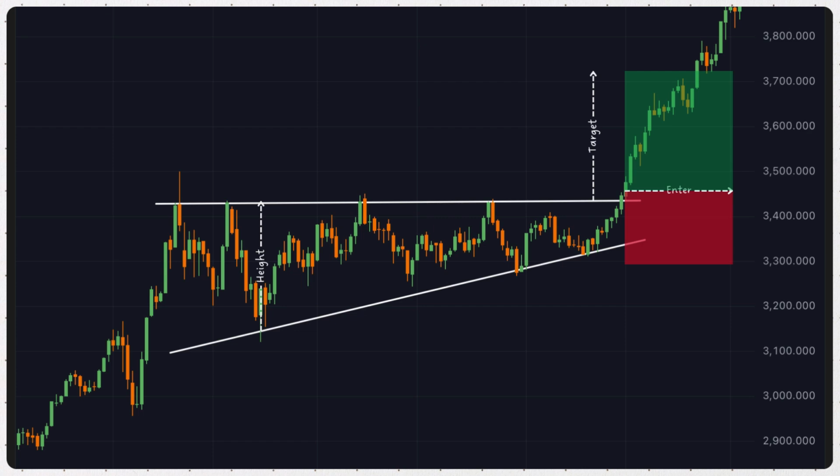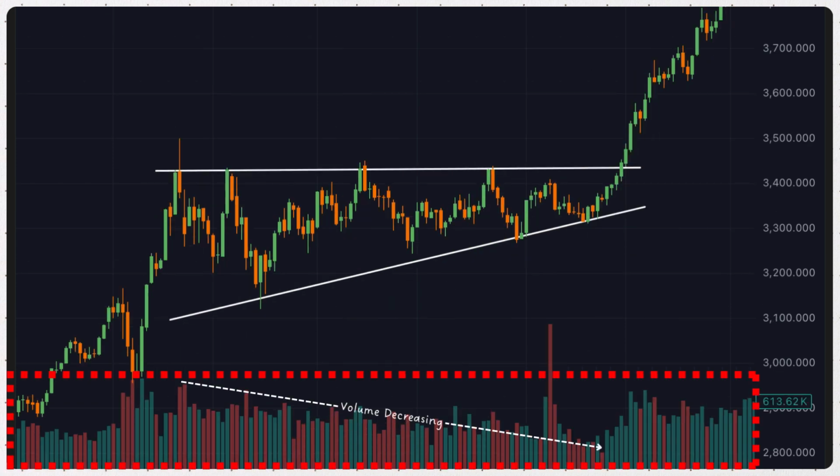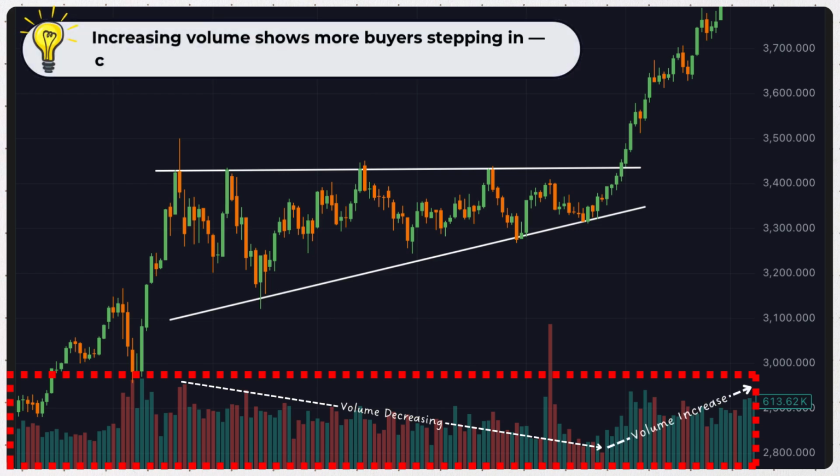Now here's an important confirmation many traders overlook, which is volume. During the consolidation, volume stays relatively quiet, but on the breakout, we see clear expansion in buying volume. That surge suggests real demand entering the market rather than a weak breakout. When you combine a clean structural breakout with increasing volume, the probability of continuation increases significantly.